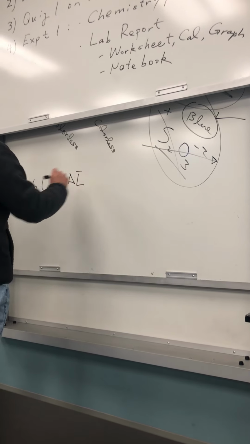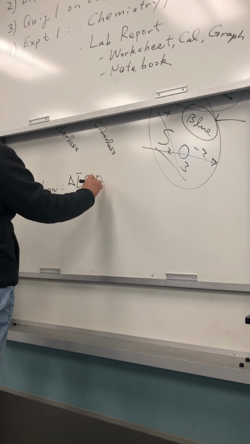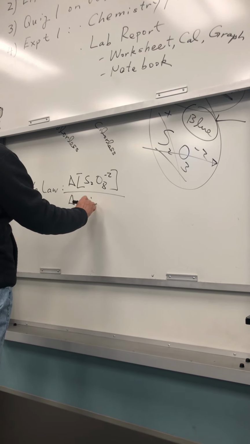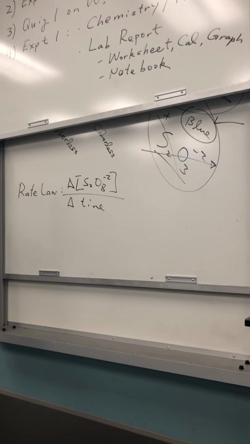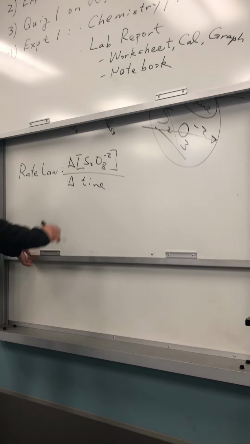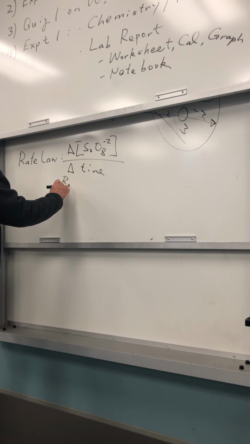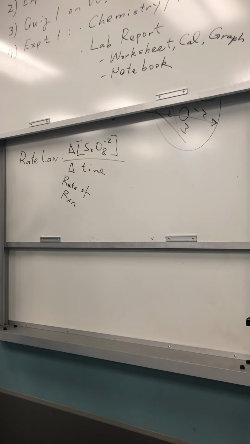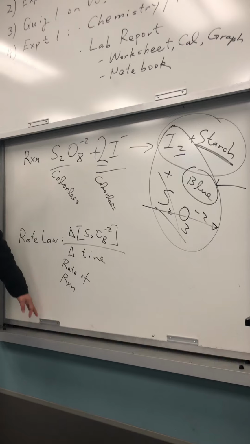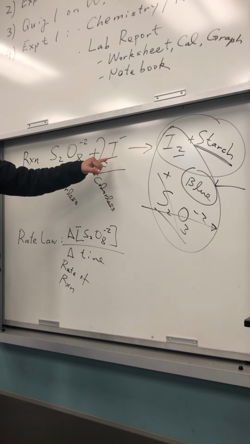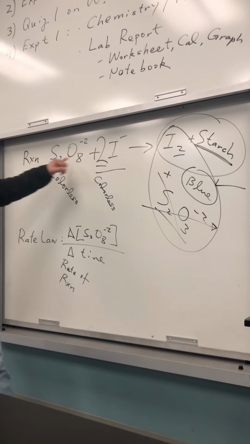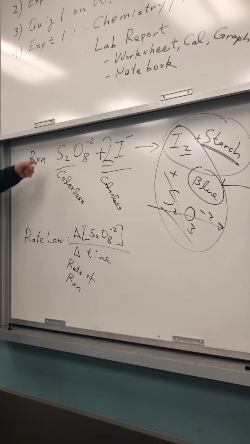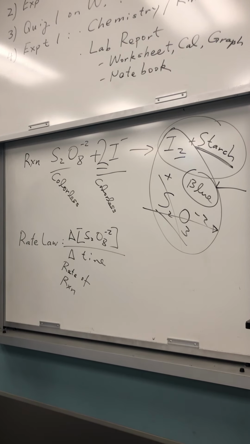So change of the peroxide disulfate and change of time. That's your rate of reaction. So this is the rate of reaction. Of course, we can have the iodine or iodide or any or all. So we can do all or any. But let's say we pick this one, peroxide disulfate.